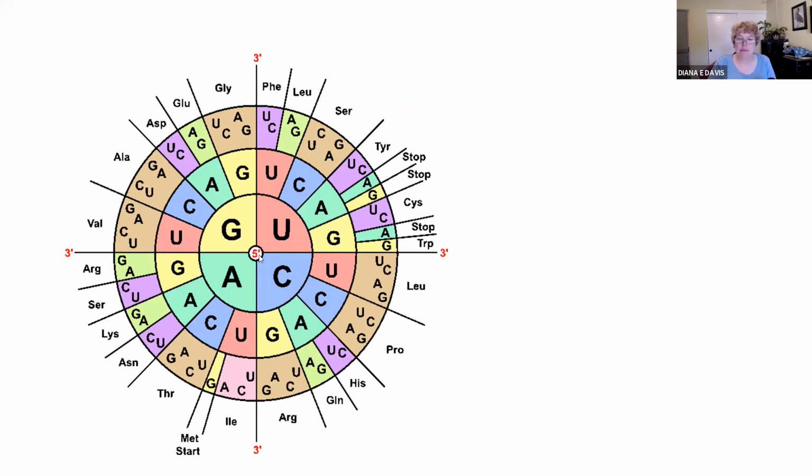You start in the center, and if you're looking for that AUG again, any codon that starts with A is here in this lower left corner. Anything that starts with AU is in this section. And then AUG is methionine. And it also says start. All proteins start with the methionine. So that AUG also tells the ribosome where to start making a protein. So all proteins will start with a methionine and then end with one of these stop codons, UGA, UAA, or UAG.